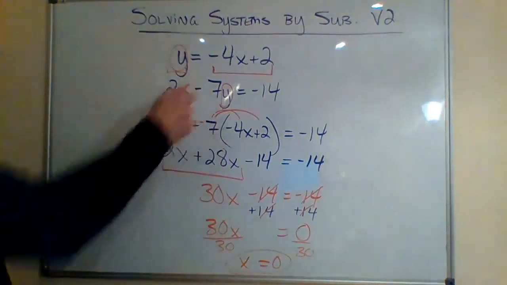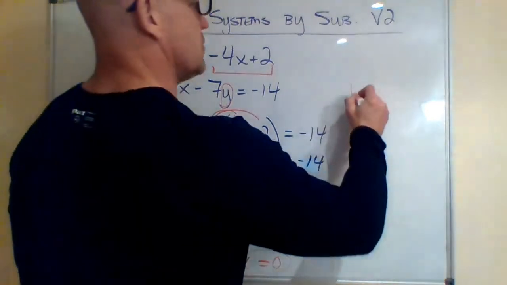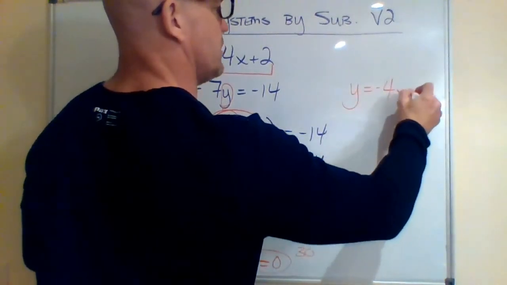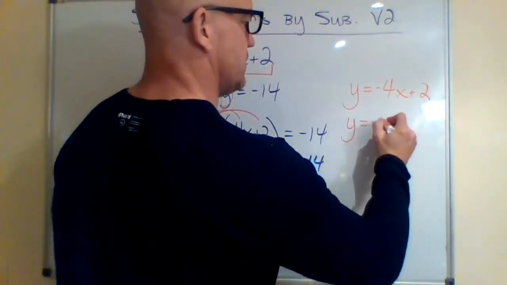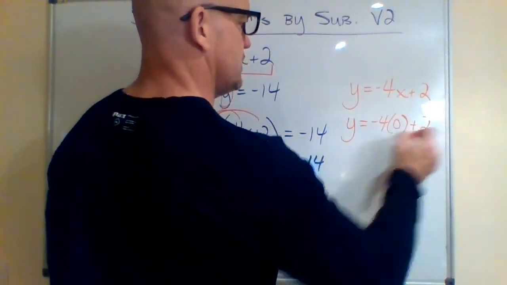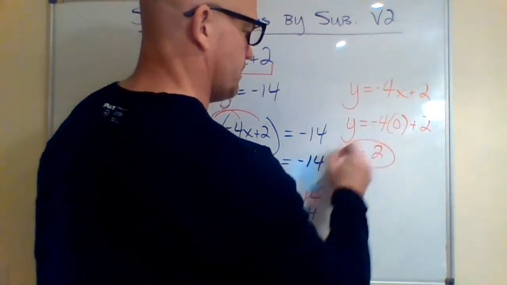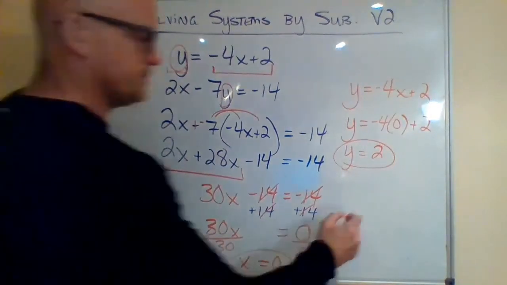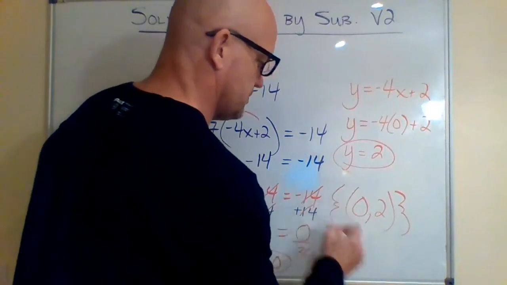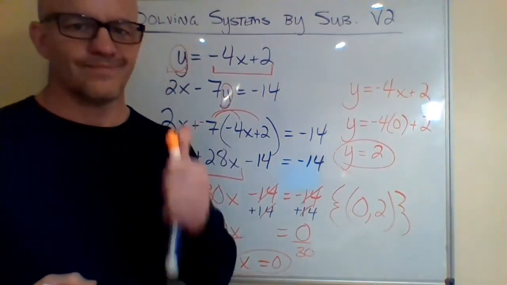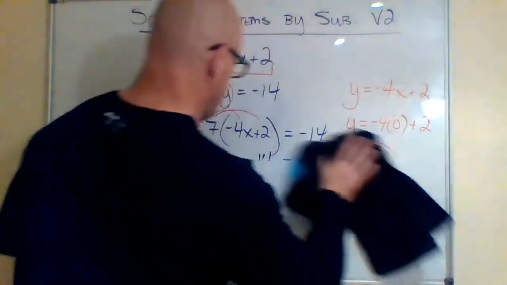At this point, plug that back in, find your y. I'm assuming we all use the top one. It's the easier one. So y equals negative 4x plus 2. We know that x is 0. So y equals negative 4 times 0 plus 2. That's simple enough. Negative 4 times 0 is 0, plus 2 is 2. So now, solution set: (0, 2) is my point of intersection. That's my solution to the system. Did you get that? Good. Let's do one more. Make sure you got it.